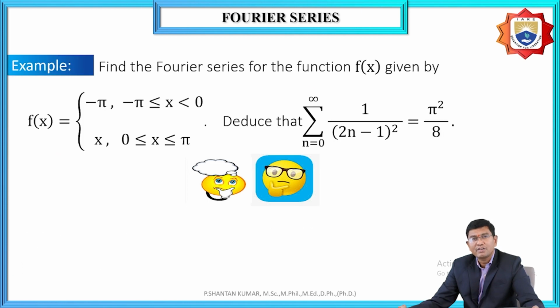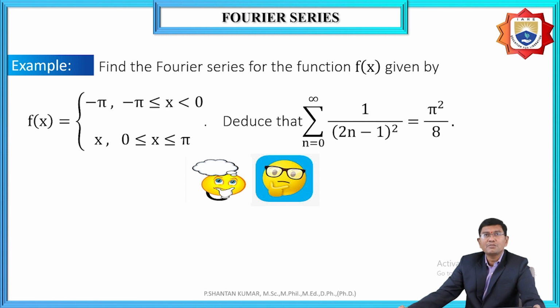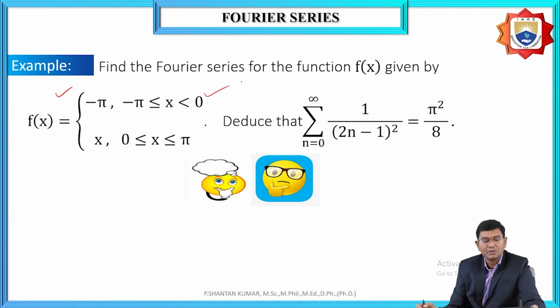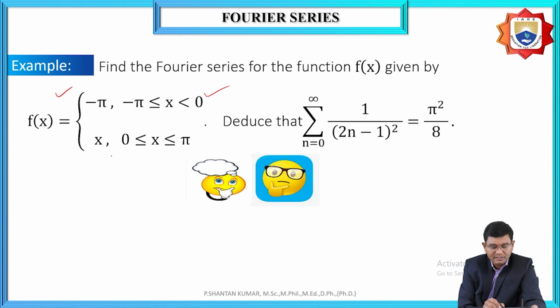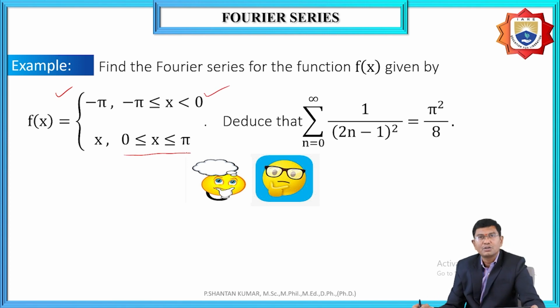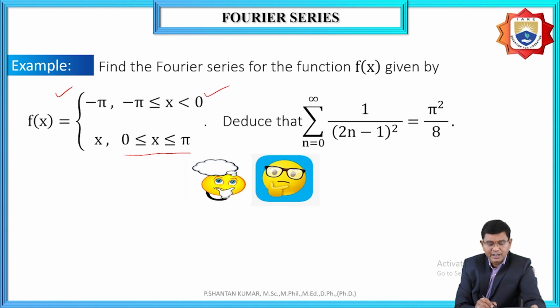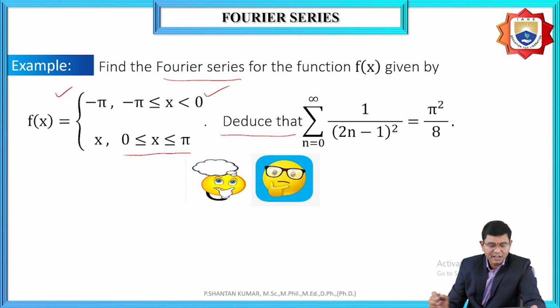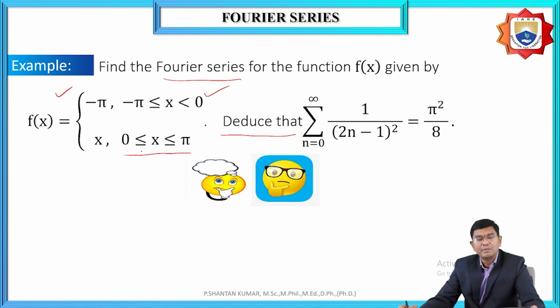And similarly, for example like this, also find the Fourier series for the function f of x, given by minus pi in the interval minus pi to 0, and x in the interval 0 to pi. We need to find the Fourier series, and after that you need to reduce the conditions. That means first of all, here also we need to observe the given limits.